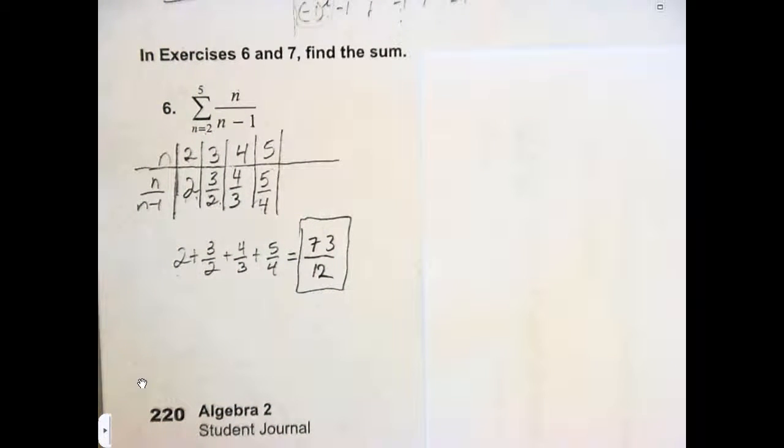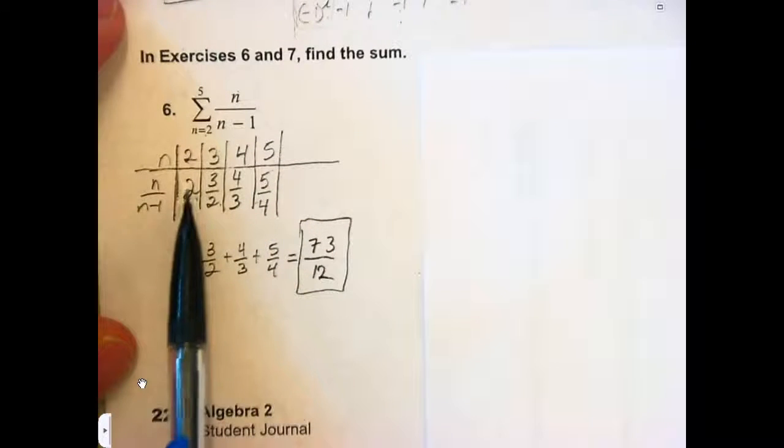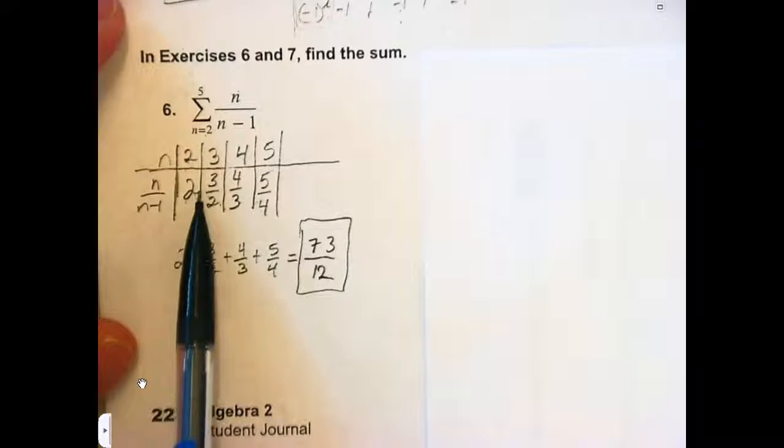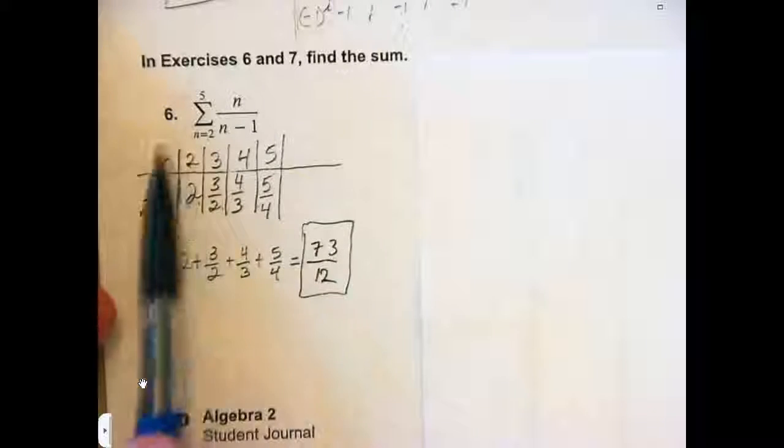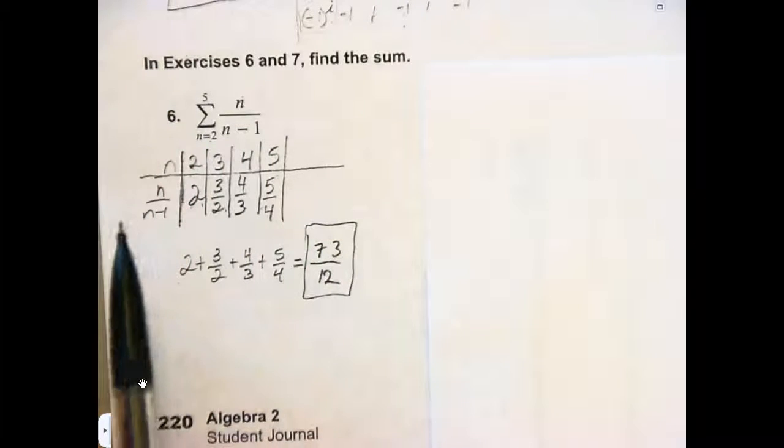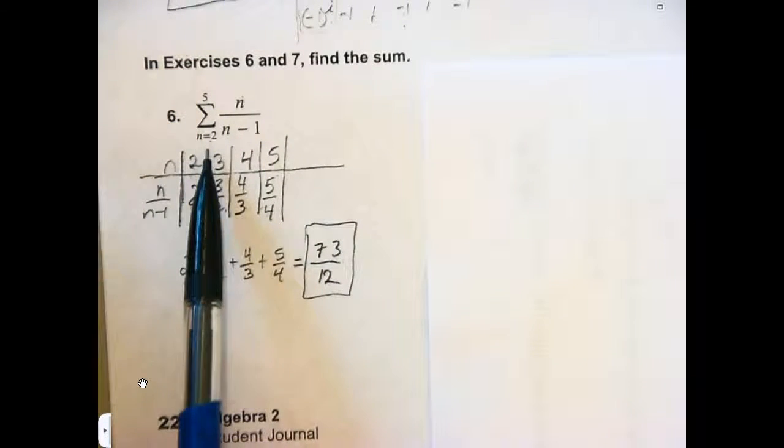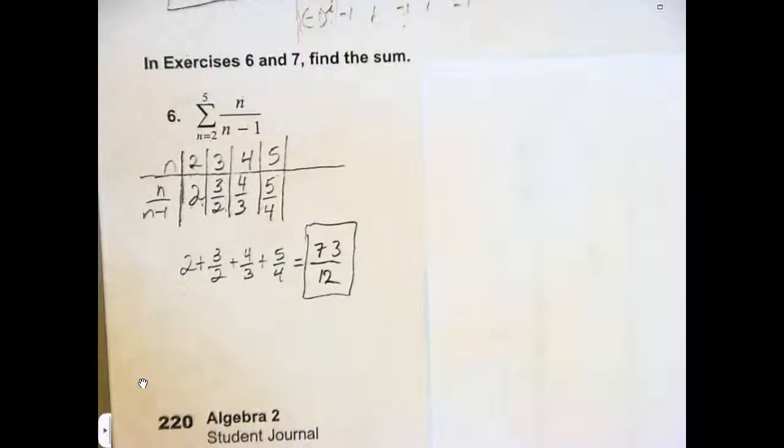73/12. How many got that? Okay, how many of you started at 2? Anyone start at 1? Yeah, I forget we started at 1. Okay, we started them all at 1, right? And then on your assignment, I throw in this one that starts at 2. This was to get you to think a bit.